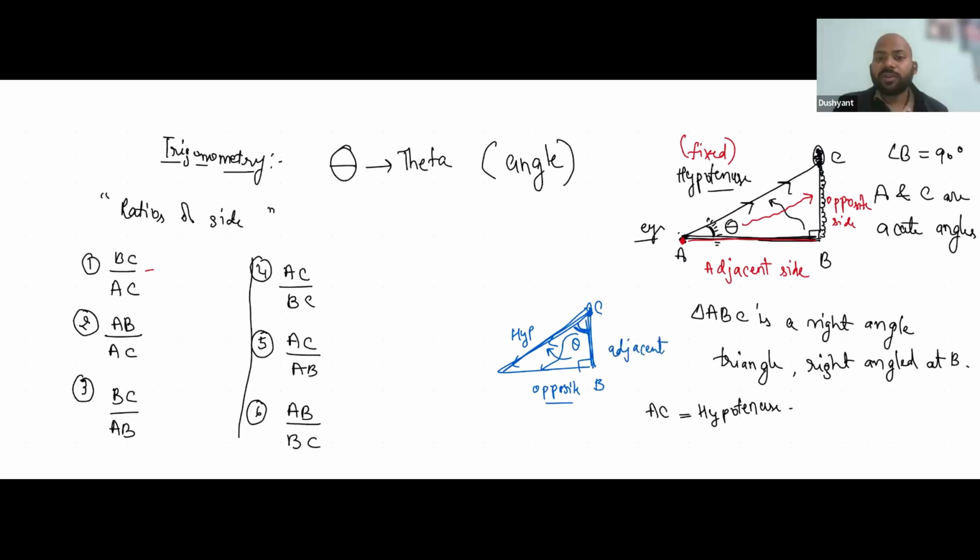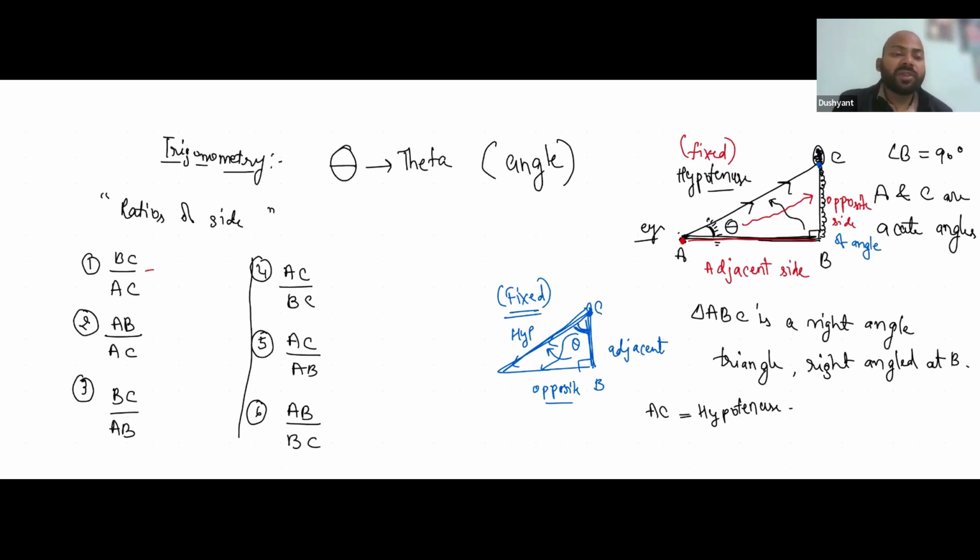Clear? So if I change the position of the angles, the hypotenuse will be fixed, but the other two, the angle, will decide which is going to be my opposite side and which is going to be my adjacent side. So hypotenuse is fixed, but your opposite and adjacent sides are not fixed. It depends on the theta or the angle I am taking.